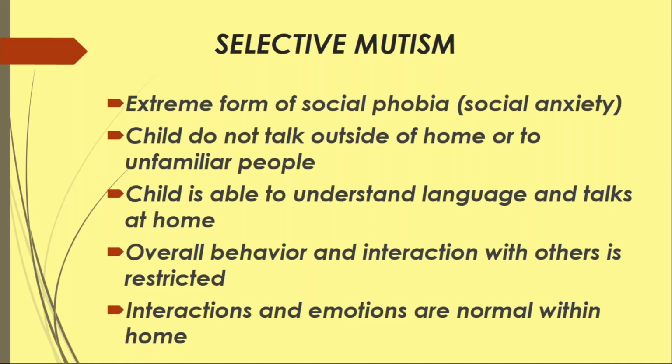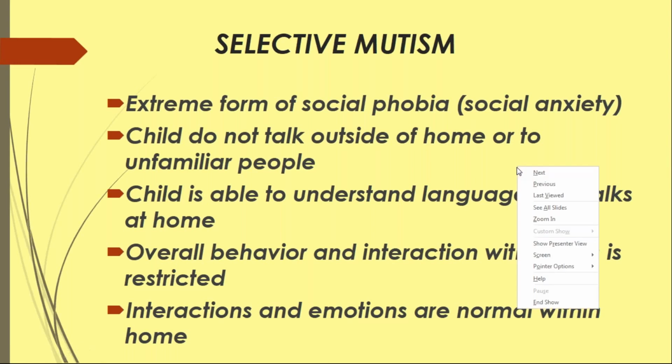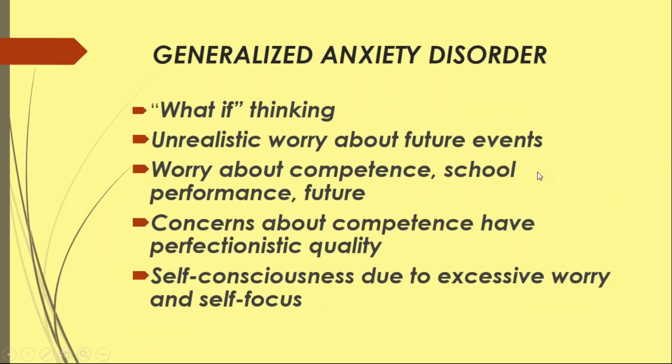They understand language and very often have normal language development. And at home, parents often describe them as a chatterbox, talking all the time, very animated. But outside of the home, people may not see that. So their overall behavior and interaction is very restricted. But typically within the home, their interactions and emotions are within the normal limit. I've seen children that literally go all the way through school never talking in school. They don't cause behavior problems, and so oftentimes, they're just interpreted as being extremely shy, and are not pressed to talk.